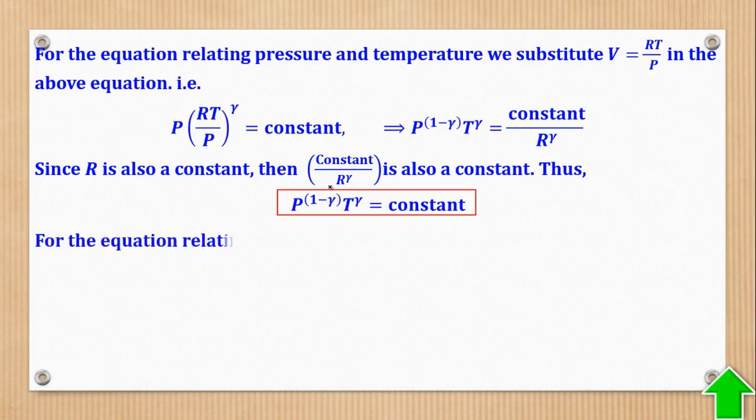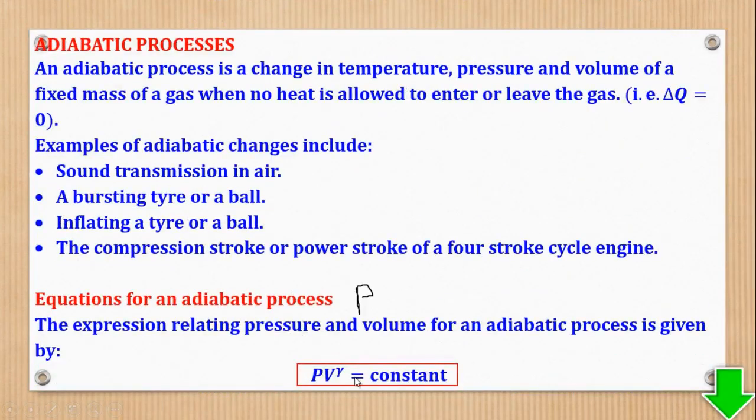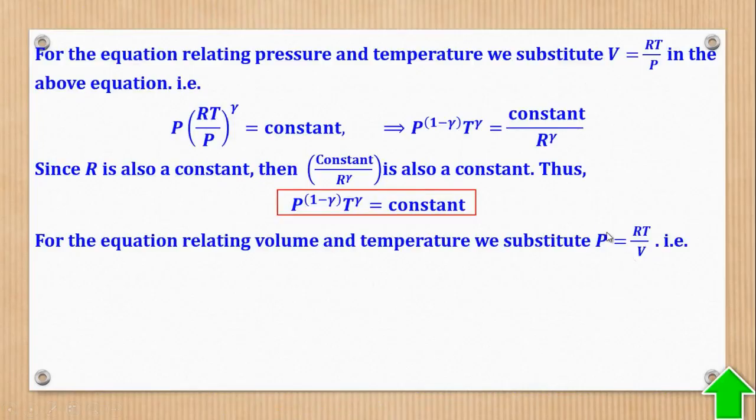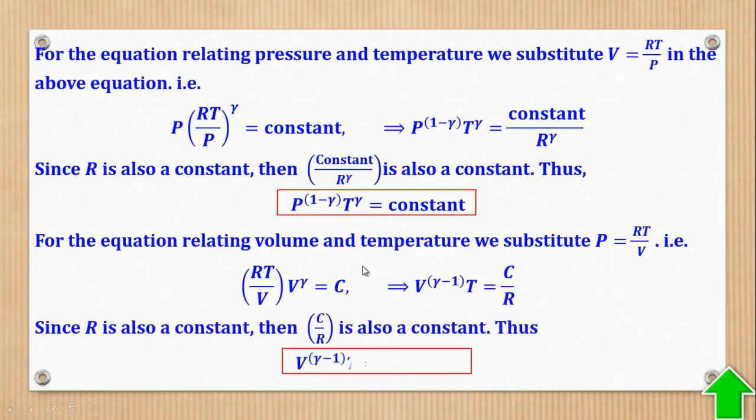Now, what if I want to get the relation between temperature and volume? It implies that from the first equation we wrote here, we are going to make P the subject, replace P, because we want to eliminate it. So P is equal to RT over V. So come and substitute for P. You'll come up with this. Now C means constant. Constant over R, everything is constant. So we'll come up with this. So those are the three equations for an adiabatic process.